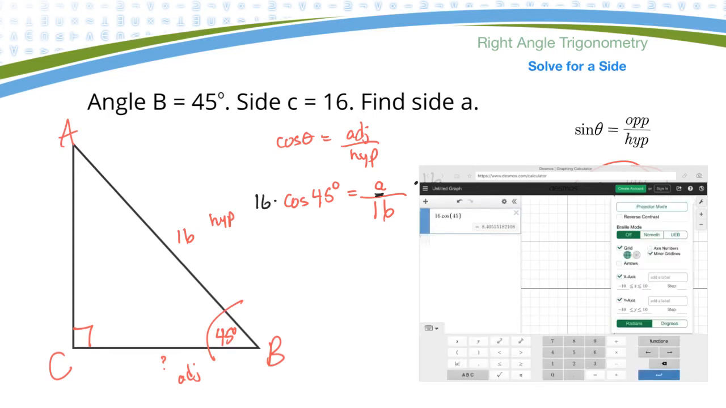Make sure I'm in degrees there. So 16 cos 45 comes out to 11.3. So A is 11.3 meters, inches, feet, whatever it is. Why don't you try one?